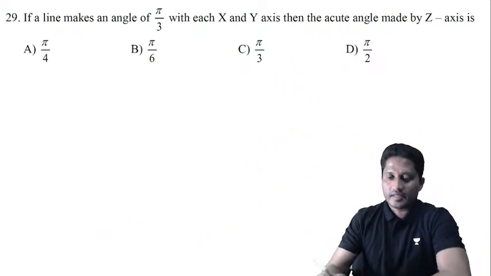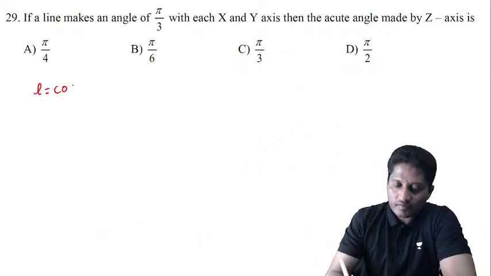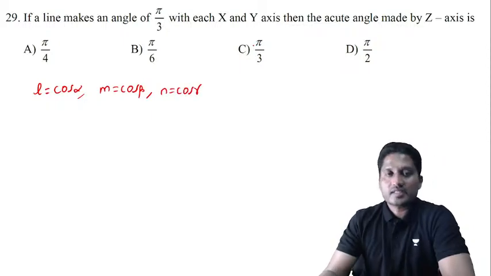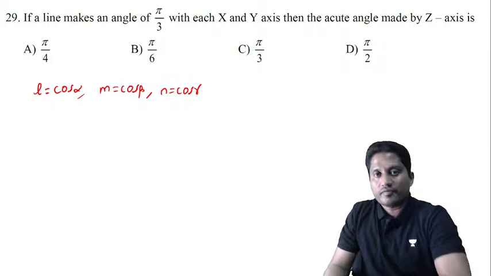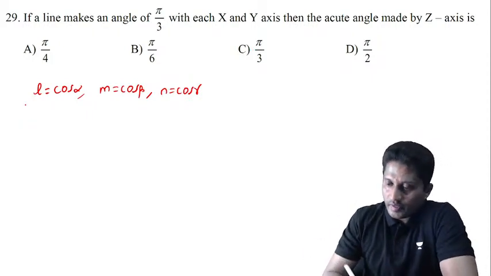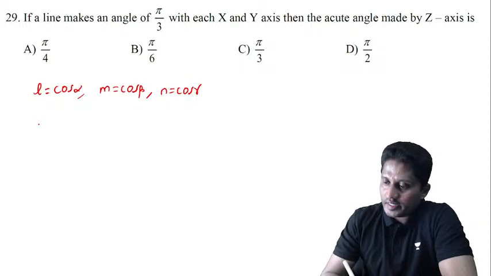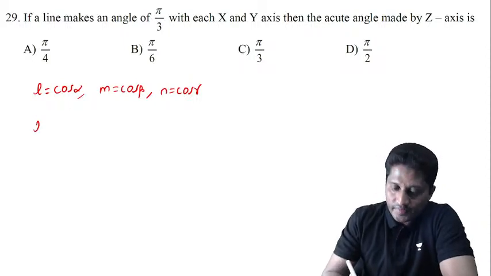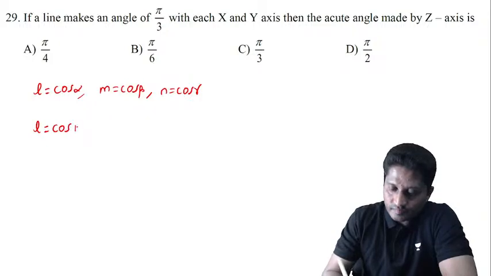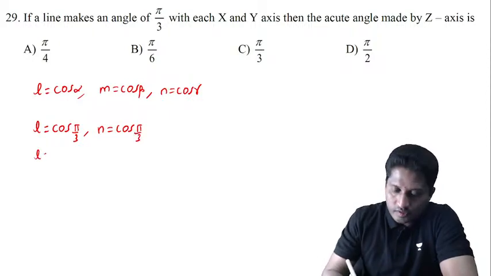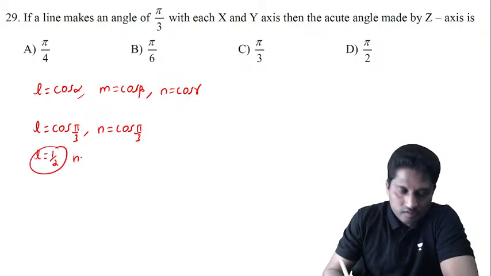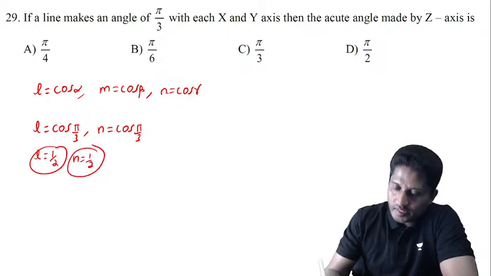Right, question number 29. We know that l is equal to cos alpha, m equal to cos beta, and n is equal to cos gamma. Isn't it, guys? So if a line makes an angle pi by 3 with each of the x and y axis, then the acute angle made by the z axis is: l is equal to cos pi by 3, m equal to cos pi by 3, and n equal to cos gamma. So cos 60 is half. Here also cos 60 is half.